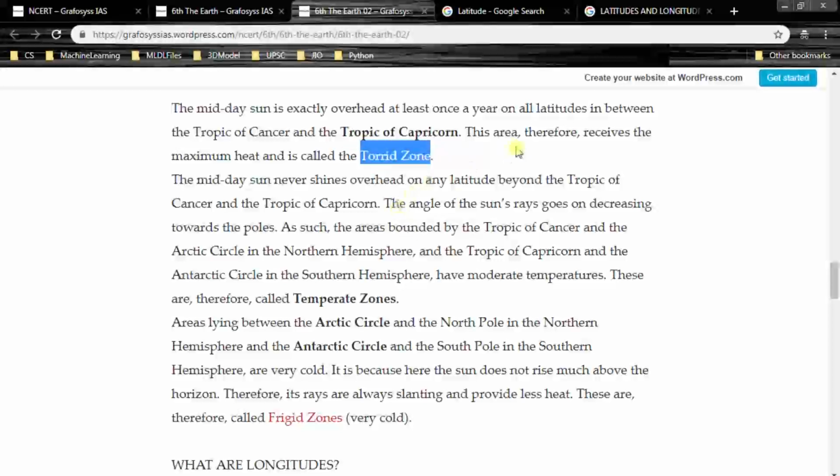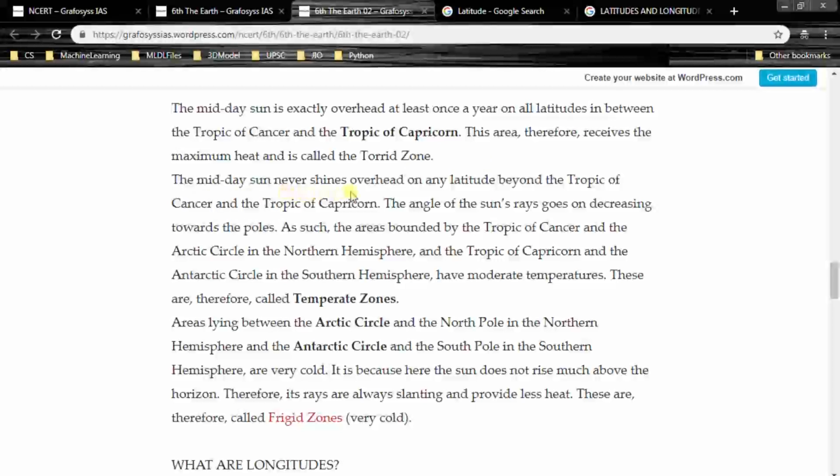So once in a year, between Tropic of Cancer and Tropic of Capricorn, means 23 degree north to 23 degree south of latitude, at least once in a year, we receive the midday sun exactly overhead. So this area is called the torrid zone.